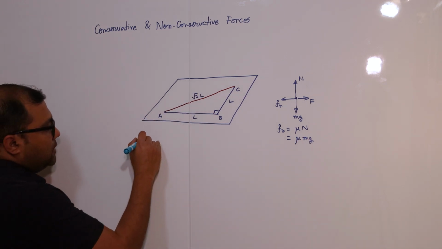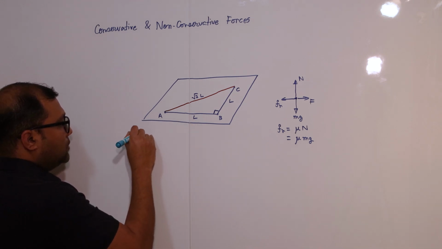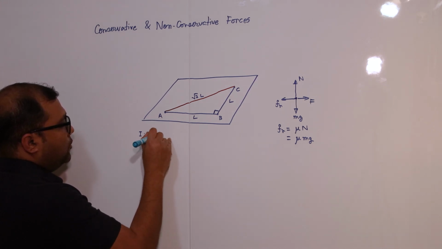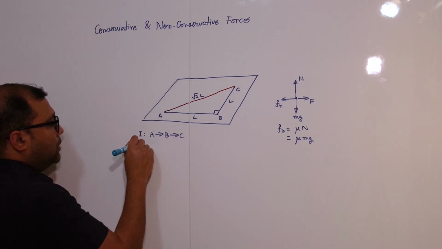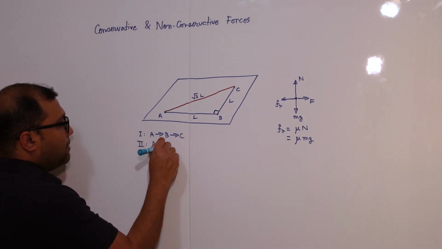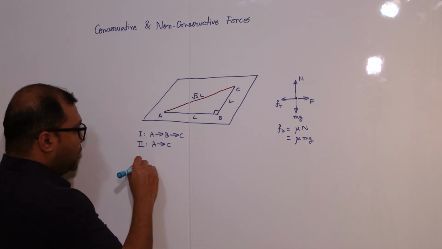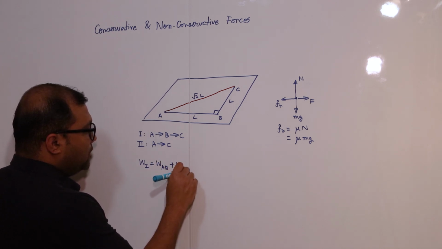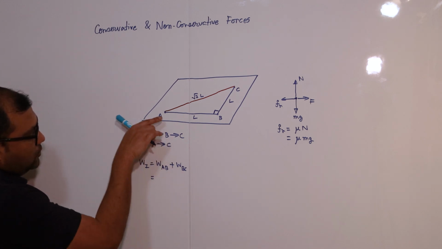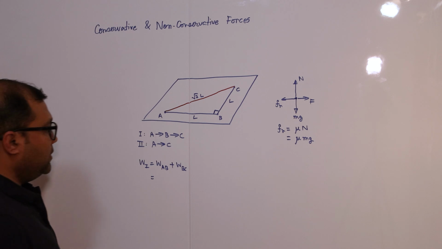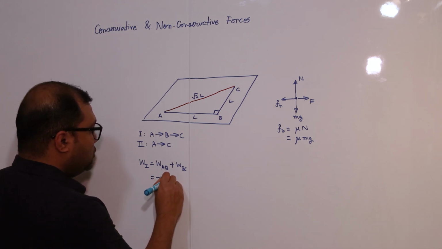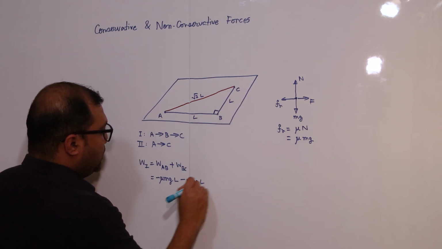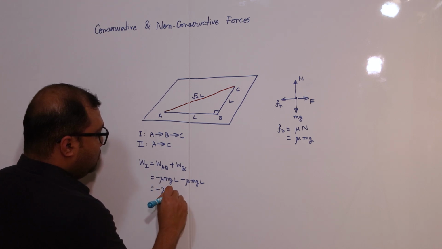Okay, now let's consider path 1 is A to B and B to C, and path 2 is A to C. Okay, so let's do work done in path 1, which is work done in moving from A to B plus work done in moving from B to C. So friction force is always opposite to the direction of displacement. So minus mu mg into L, and again from B to C is minus mu mg into L, or it is minus 2 mu mg L.